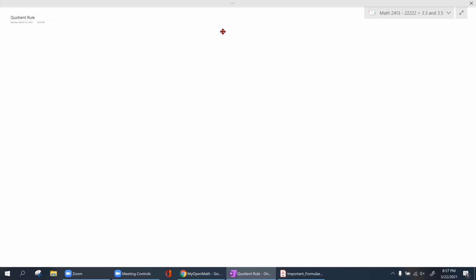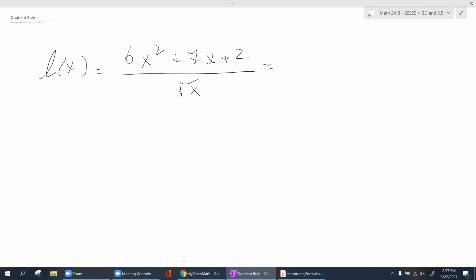So let's just say that I gave you 6x squared plus 7x plus 2, all of this divided by the square root of x. I know you can rewrite this. So let's just say this is L of x. I'm going to go ahead and rewrite this because I do not want the square root. I know that's just raised to the 1/2.